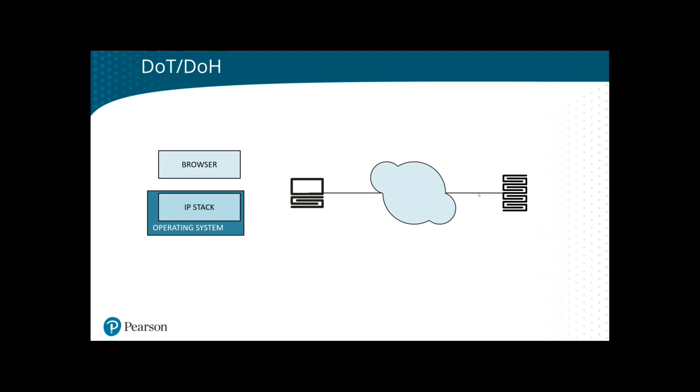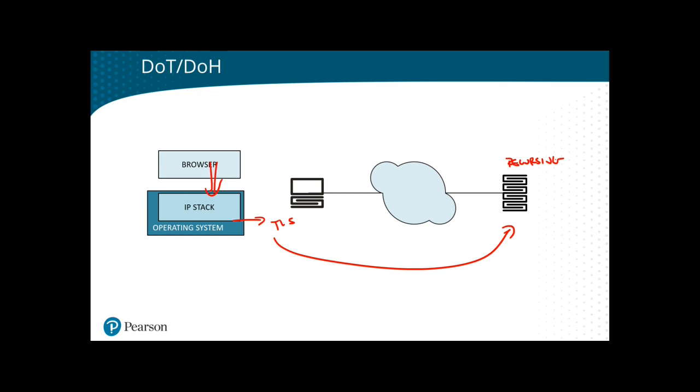So the way that DoT works is when your browser sends a domain name that it wants to get to down to the IP stack on your operating system, it is going to encapsulate that in a TLS encrypted session to the recursive server.